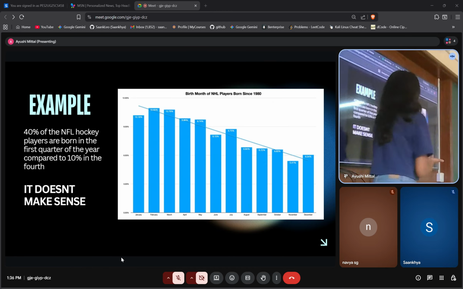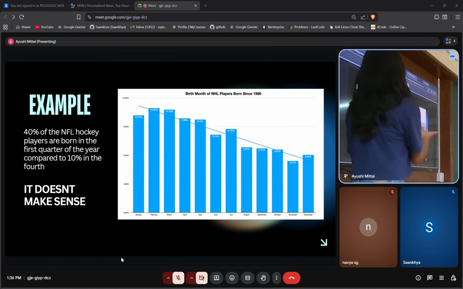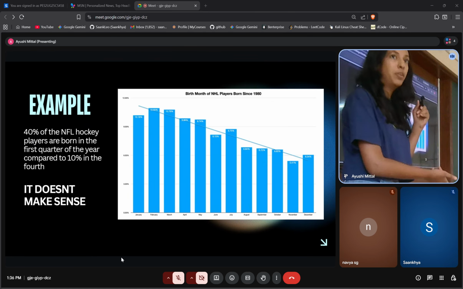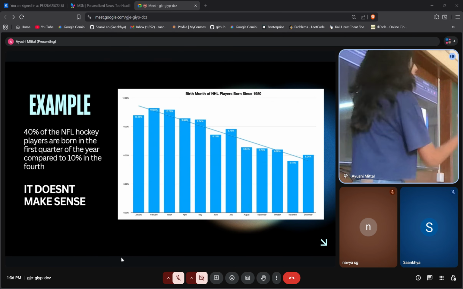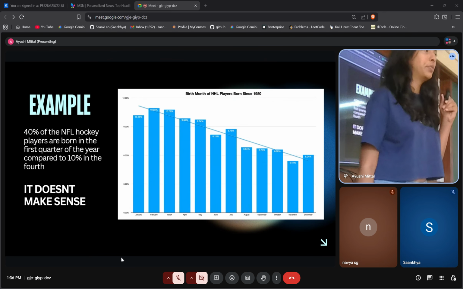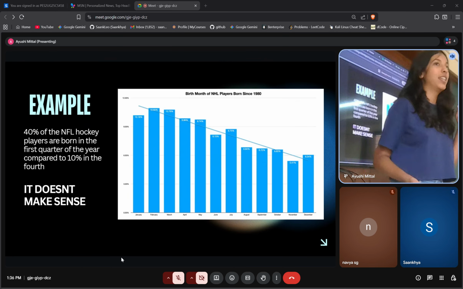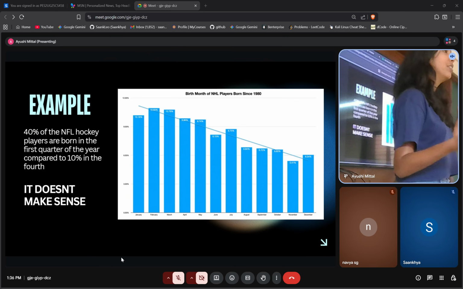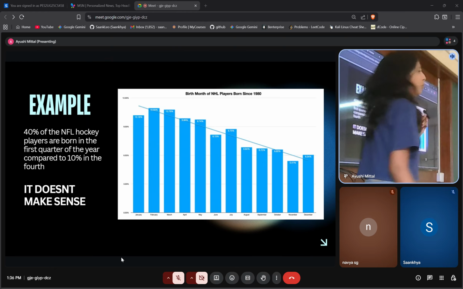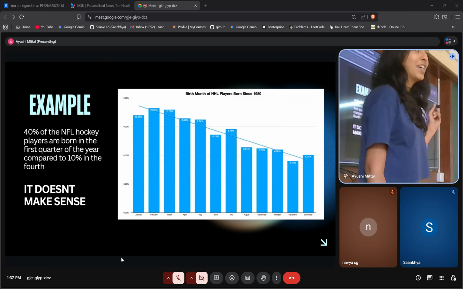But if you actually look, you can see that 40% of the NFL hockey players were born in the first quarter of the year, and only 10% were born in the last quarter. So this doesn't make sense, right? Because the month you were born doesn't tell about your hockey life. So, do you guys have any idea how this happens?